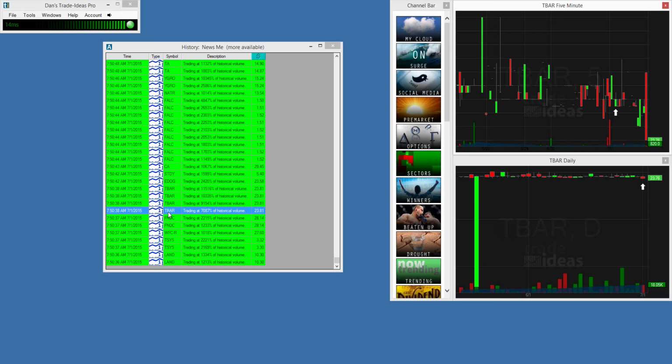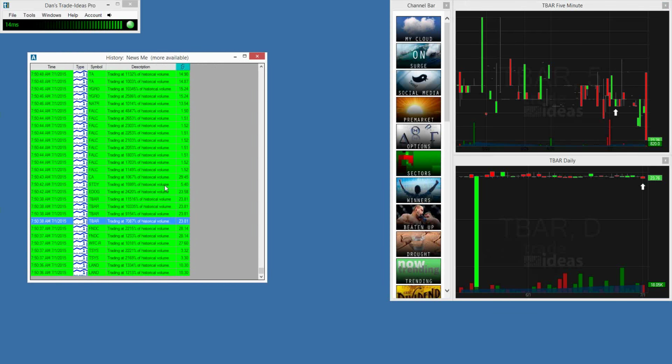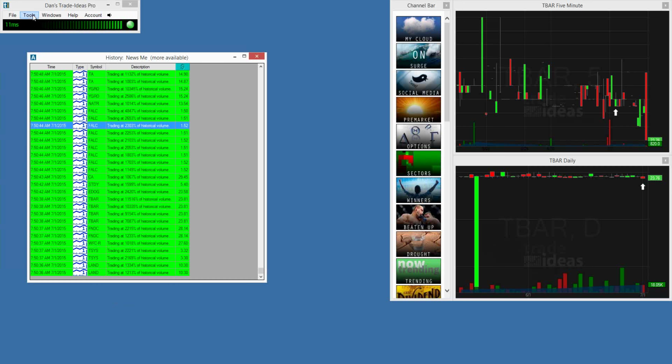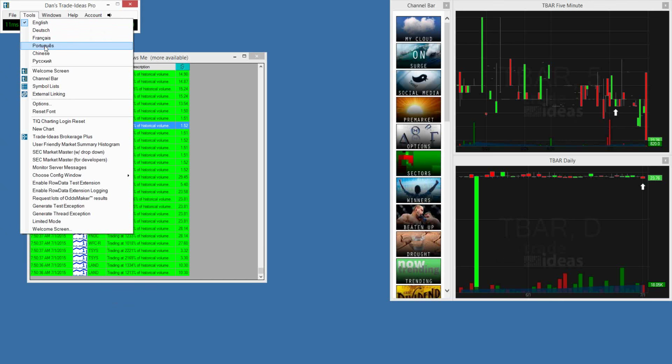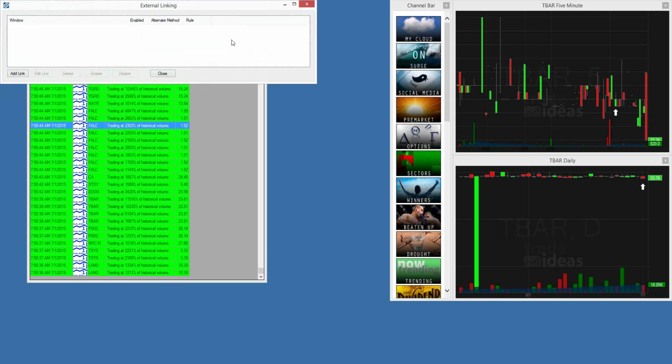So one good way to do it is that you can link it to a Yahoo News window, or you can link it to a StockTwits or Twitter window and quickly pick up the news. And you can do that under linking. Oops, I'm sorry. Tools, and under external linking, you can set all of that up.